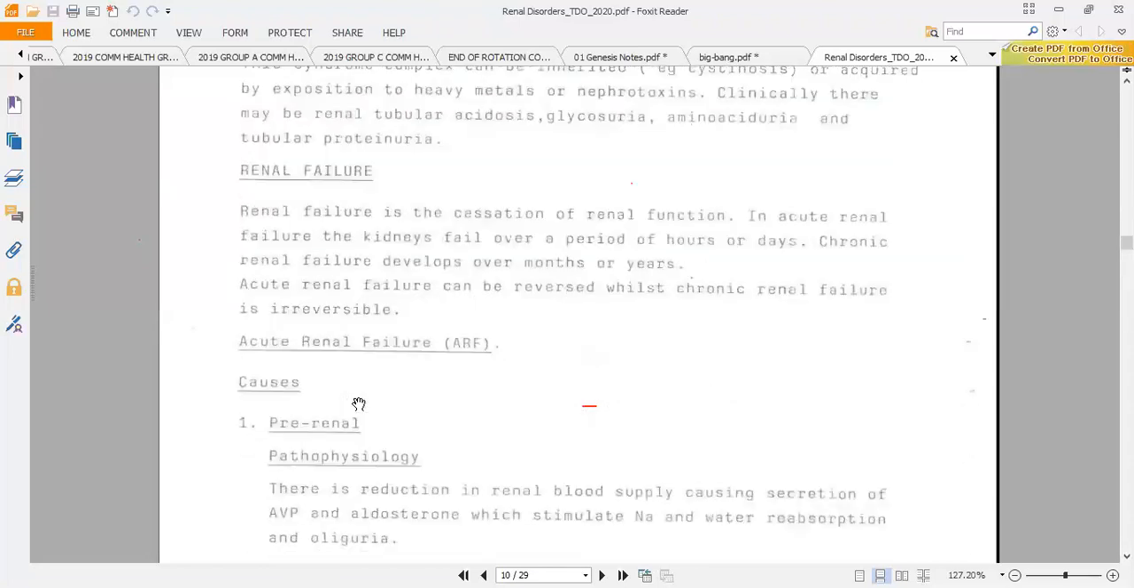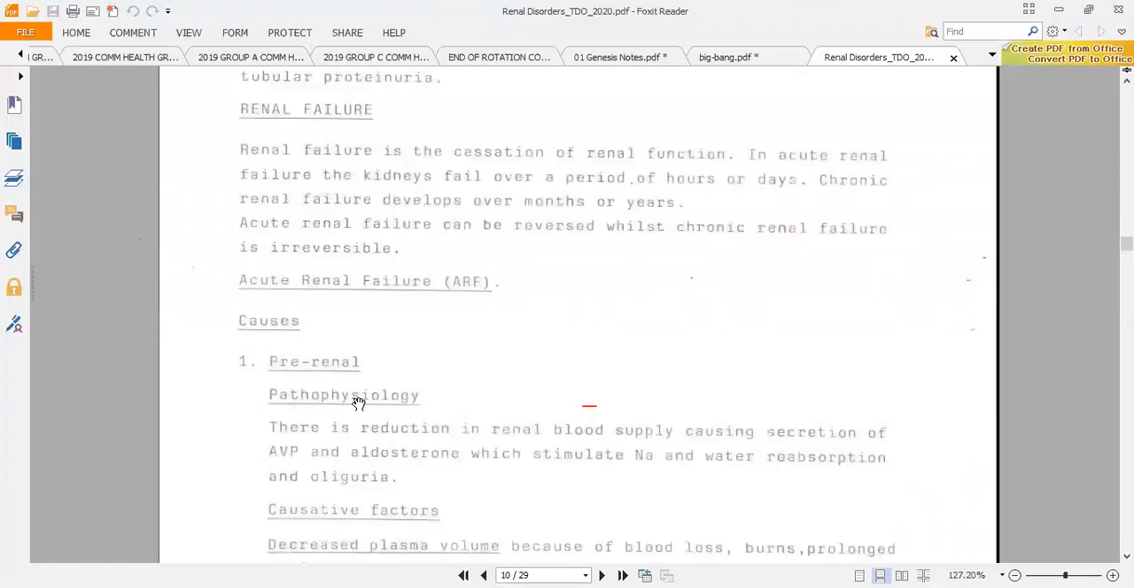Okay, now let's look at renal failure. When you talk about renal failure, there are two types, okay? We have acute renal failure and chronic renal failure. And I'm sure as you guys already know, we no longer say acute renal failure, okay? We say acute kidney injury. That's the new term.